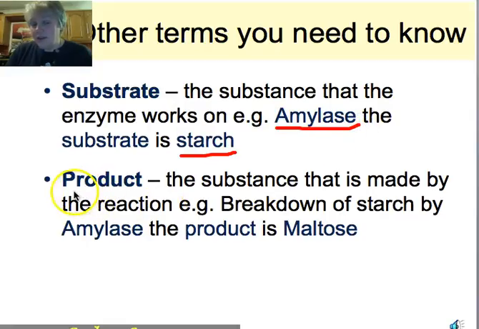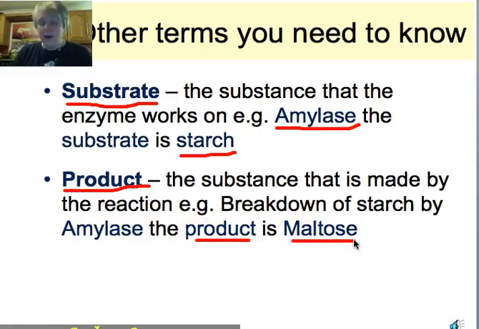The other term that you need to think about is the product. So the substrate is the thing that the enzyme works on or changes. The product is the substance that's made by the reaction that's taken place. And in the example of amylase and starch, amylase helps to speed that reaction up. The breakdown product is maltose, which is a smaller sugar. Because starch is a very, very large carbohydrate, maltose is a smaller one.